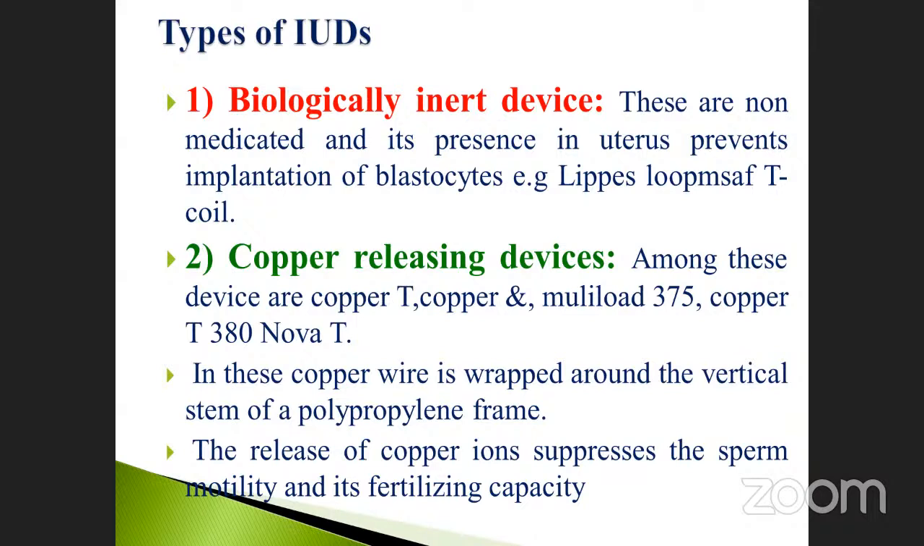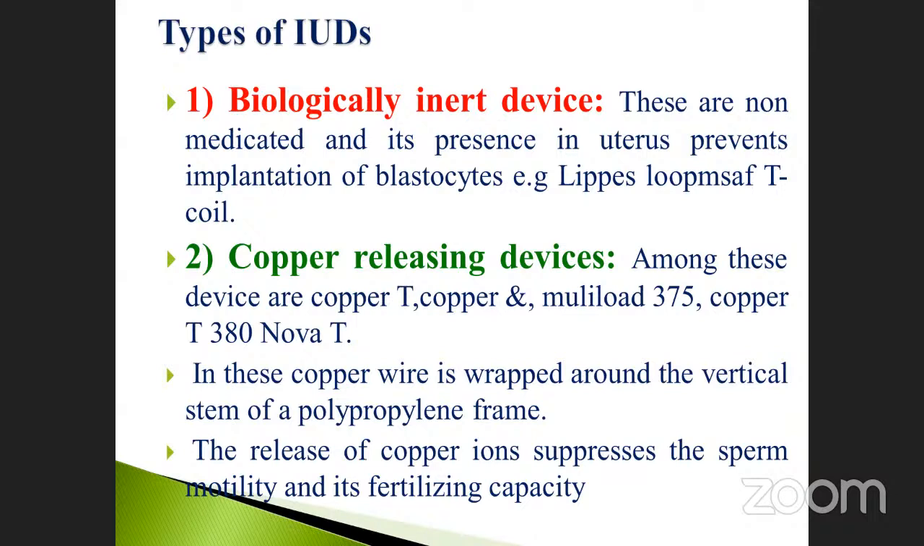Sometimes they may ask the question: which one? The copper wire is wrapped around the vertical stem of the polypropylene frame. The release of copper ions suppresses the sperm motility and its fertilization capacity. I already told you these are the two functions. The three main points are very, very important.